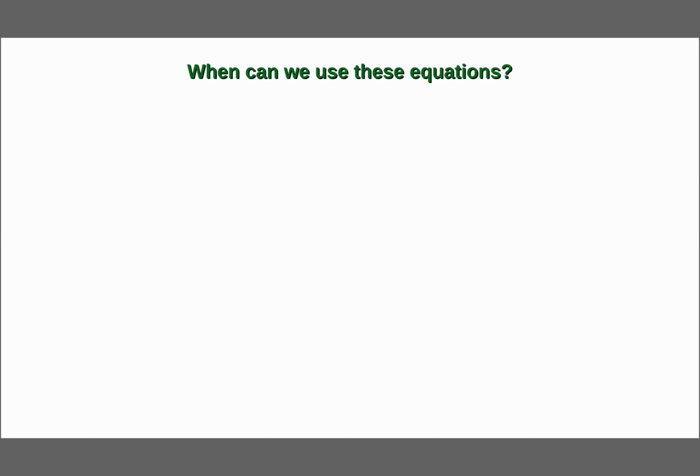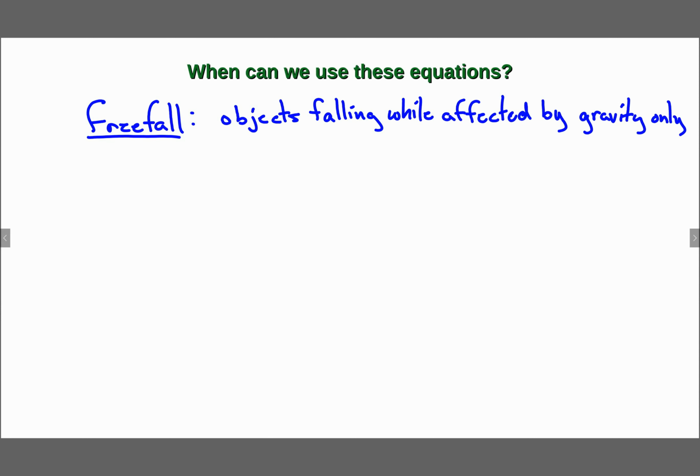The other kind of system that we could have is free fall. And remember, free fall is objects falling while affected by gravity only. So this is objects falling with no air drag, no friction, just the force of gravity acting on them. Now, for this to take place, we would have to have things in a vacuum or something like that so that there's no air to interfere with them.